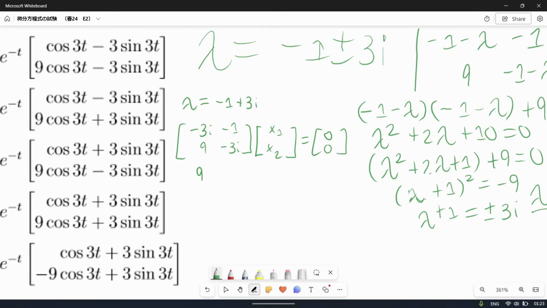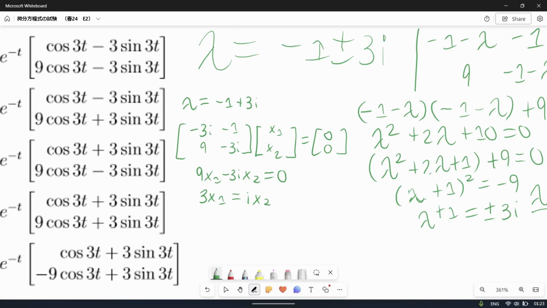So you end up with 9 times x sub 1 minus 3i x sub 2 is equal to 0. Then you have to pick an x sub 1 and an x sub 2 term that's not 0 and 0 that satisfies this equation. When we move things around and simplify a little bit, we end up with 3 times x sub 1 is equal to i times x sub 2. I used the bottom row here because now both sides are positive. I think it's easier for me when I don't have a negative term anywhere, so that's why I used the bottom term.